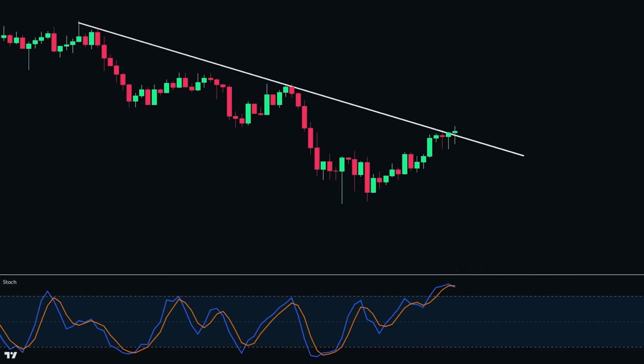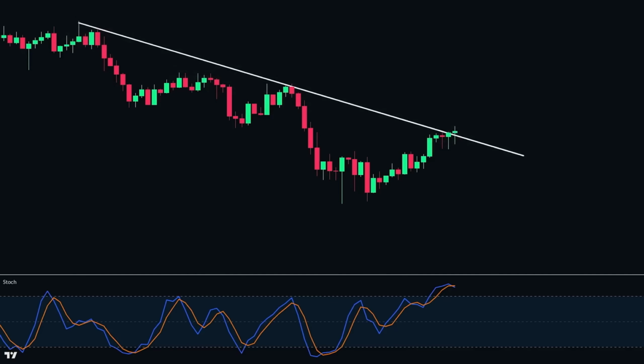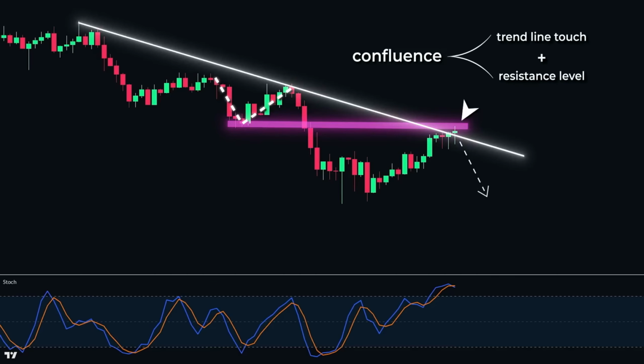In this example, notice that the price didn't touch the trend line perfectly and instead slightly broke above it. However, this still counts as a valid setup because it's still within the trend line zone. An interesting thing about this specific setup is that this area where price touches the trend line also seems to align with the support turned resistance level here. This is called confluence, and usually it's a sign that price has a higher chance of bouncing off the key level because of the two key levels converging.